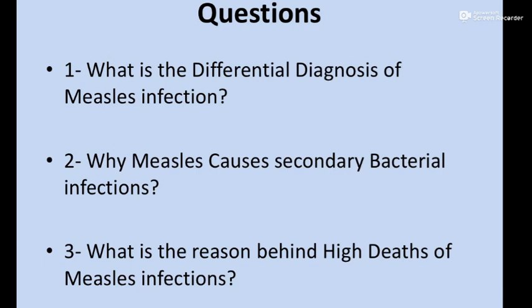Why does measles cause secondary bacterial infection? Because it causes suppression of the cell-mediated immunity. Also, what is the reason behind high death of measles infection? Due to severe complications like pneumonia, encephalitis, due to secondary bacterial infection, because of suppression of cell-mediated immunity. This is the typical answer.